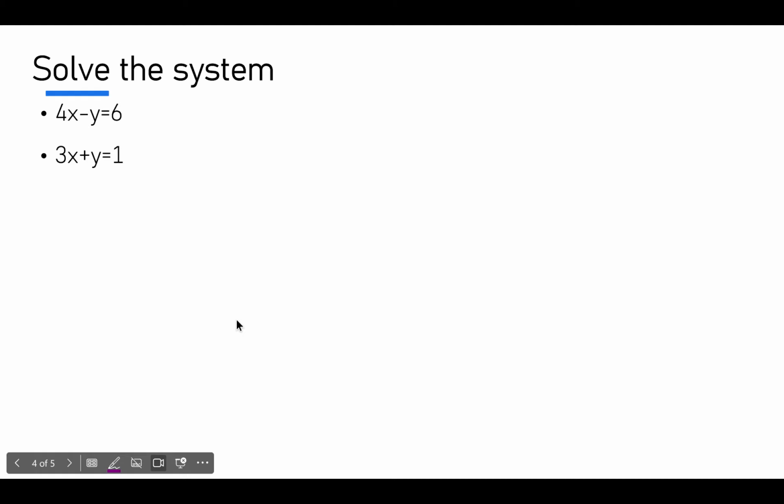Now, the other one I have up here is to solve the system. There's different ways you can solve a system. There is substitution, there's elimination, and then there's graphing. So when you solve the system, what you're looking for is a point that works on both equations, and it's the point of intersection. So if you were to graph it, you would have essentially an X.